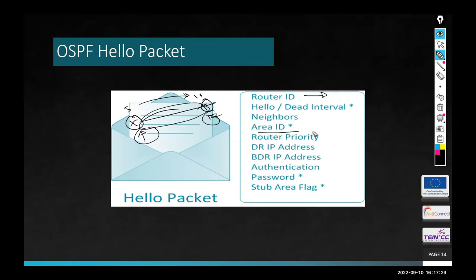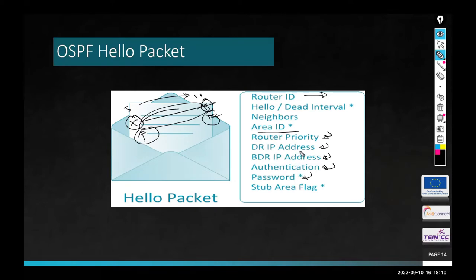Router priority. This value is used to determine who will become the designated router or BDR. So it's used for DR BDR selection. And when you are sending the hello packet, it also contains the designated router IP and the BDR IP. And the authentication field is used when you are configuring a password for the neighbor adjacency, then this password also goes through the hello packet.